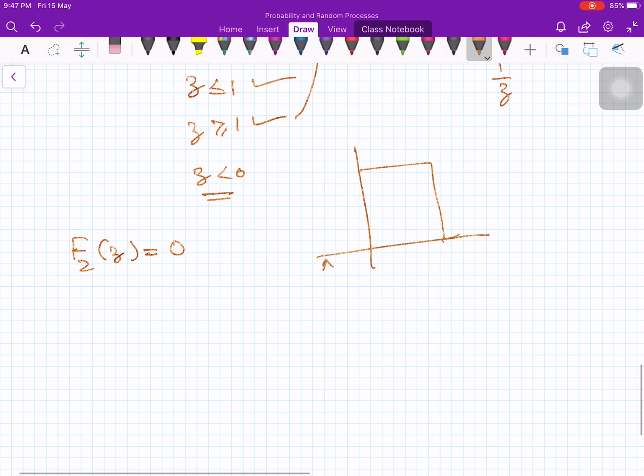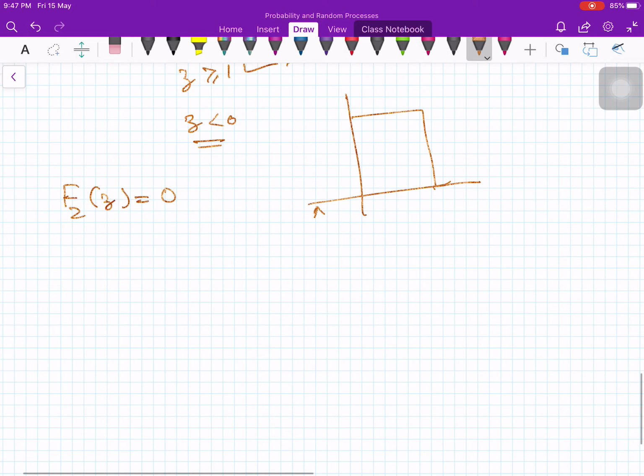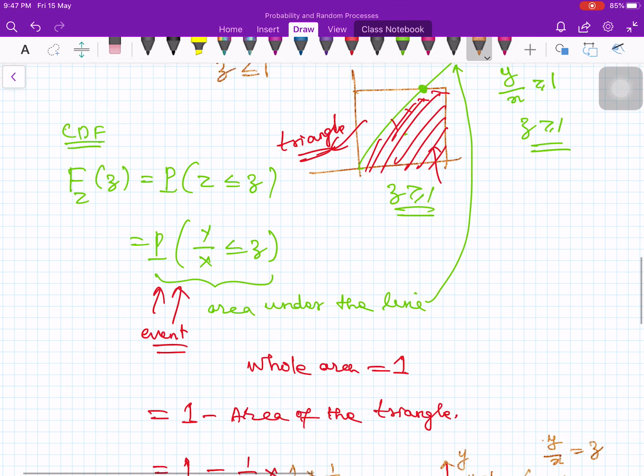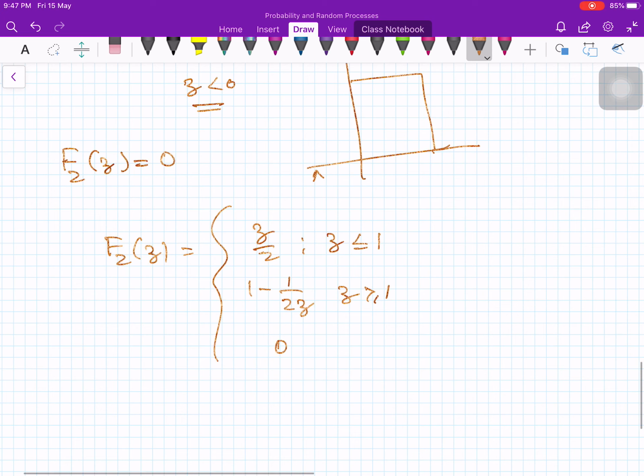Now let us plot the cumulative distribution function. So I have 3 CDF now. The CDF fz of z, I can write like this. The first one is z by 2 if z is less than or equal to 1. 1 minus 1 by 2z if z is greater than or equal to 1, and 0 when z is less than 0. Okay, so this is my CDF.